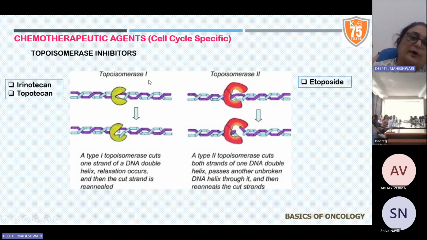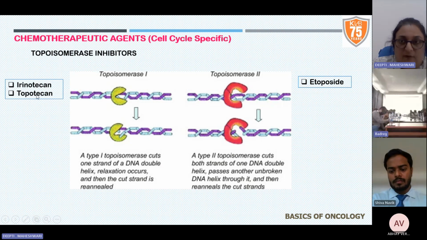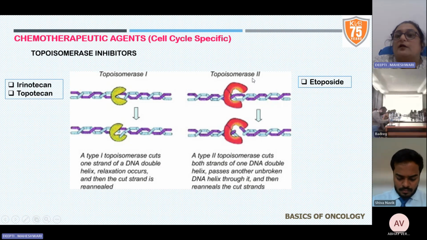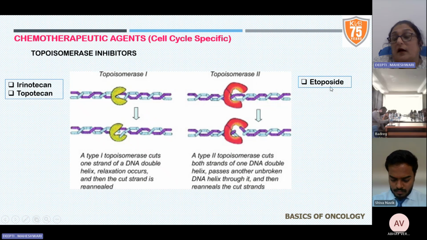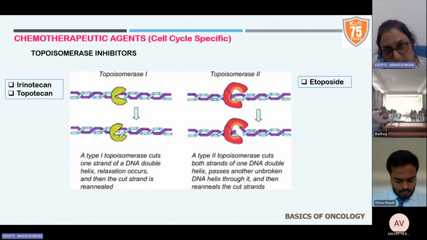Topoisomerase 1 inhibitors are irinotecan and topotecan, which we will be doing. Topoisomerase 2 inhibitors are etoposide, and the drug's name is Actitop, which we have. We will be doing these two products when we actually do the products. So you have to understand that irinotecan and topotecan are topoisomerase 1 inhibitors, and etoposide is a topoisomerase 2 inhibitor.